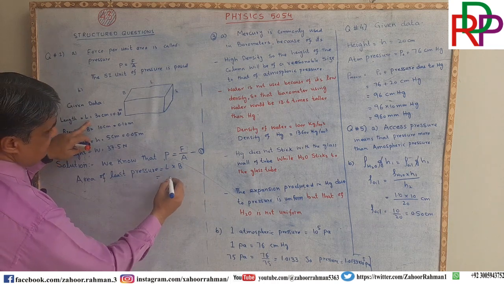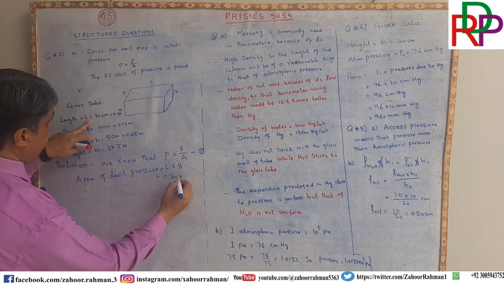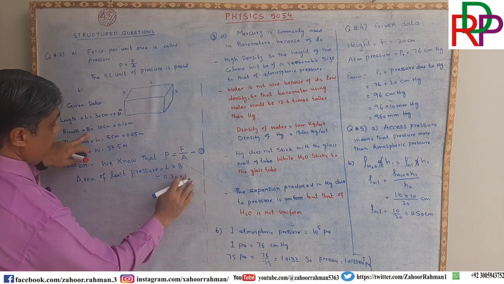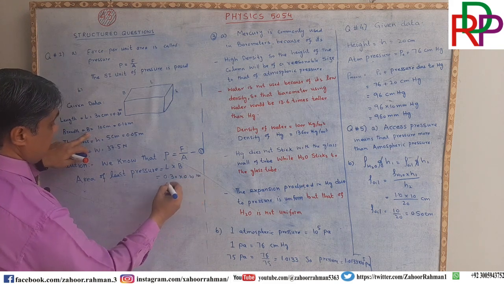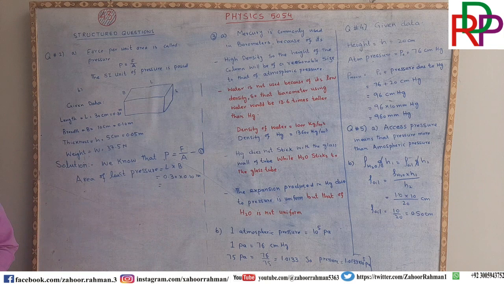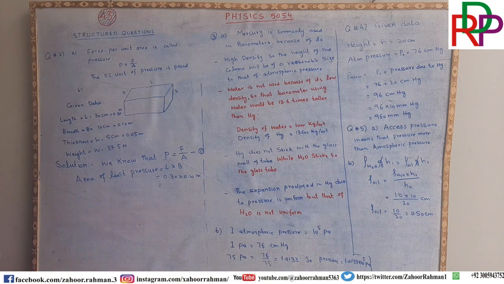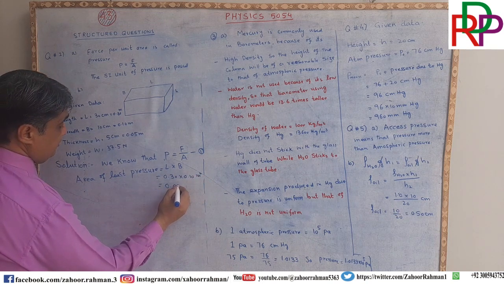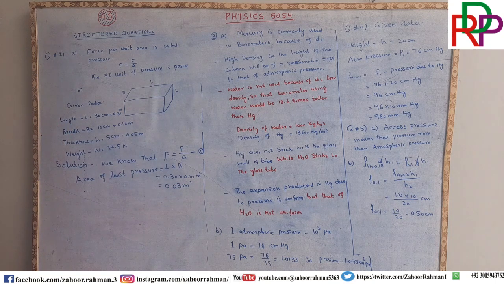Length with us is 0.30 and breadth with us is 0.10 meter. When we multiply it, we will get 0.03 meter square because it is area, so we will get it in the meter square.